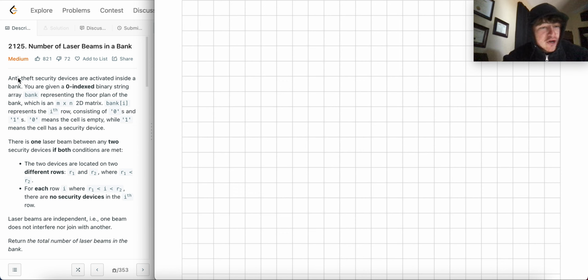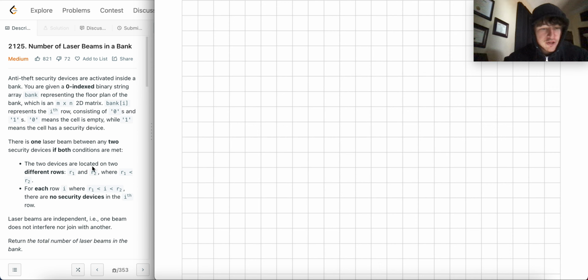Here we go. So anti-theft security devices are activated inside of a bank. You are given a zero-indexed binary string array bank representing the floor plan of the bank, which is an m by n 2D matrix. Bank[i] represents the ith row consisting of zeros and ones. 0 means the cell is empty, while 1 means the cell is a security device.